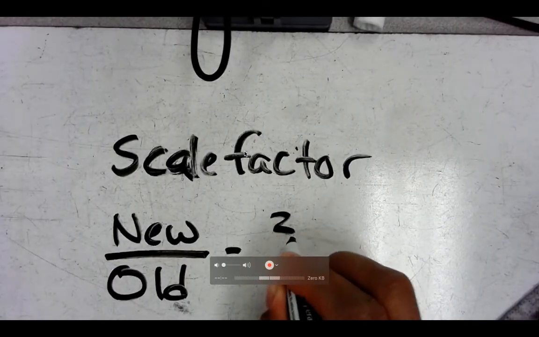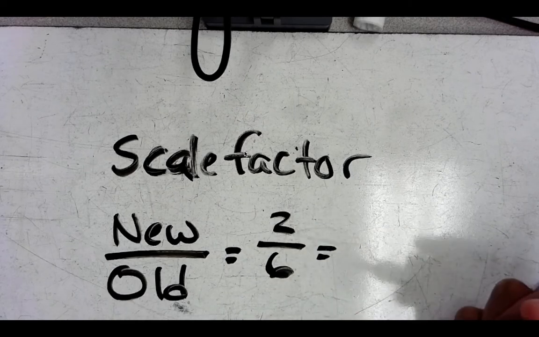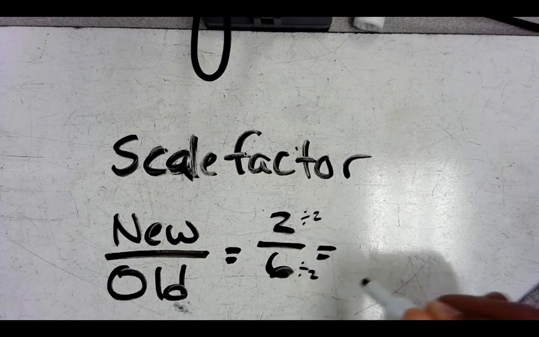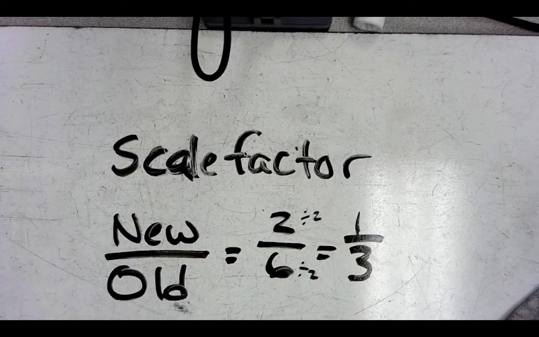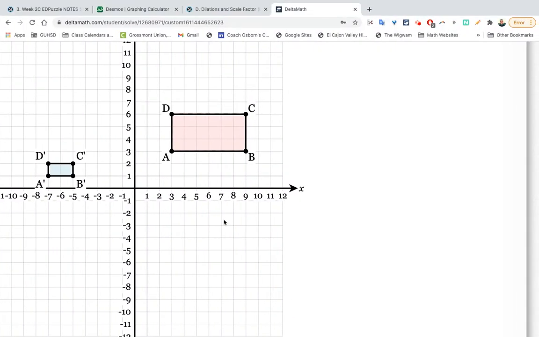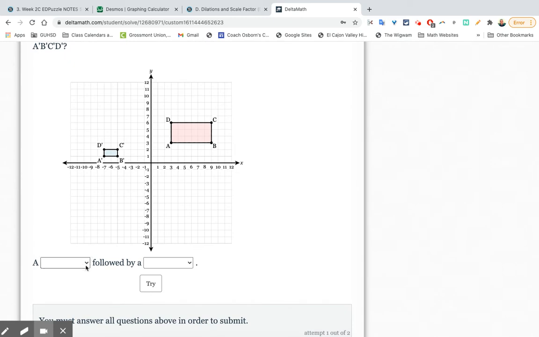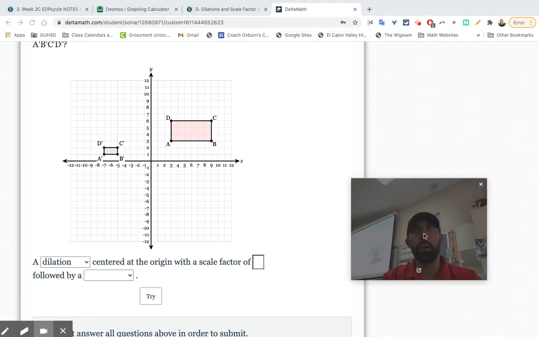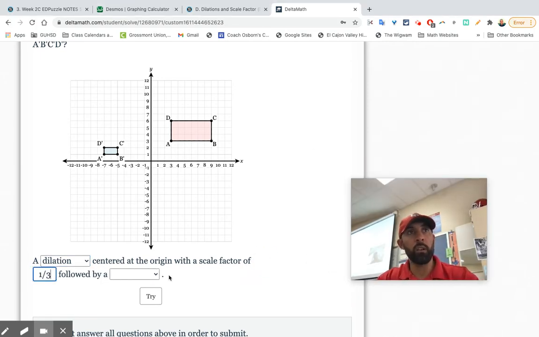So 2 over 6. I can't divide 6 into 2, so I reduce that. Divide them both by 2, and I get 1 over 3. Now I know my scale factor is 1 over 3. Usually your scale factor should be less than 1 if the object is shrinking. So here, 1 over 3 is what I typed.